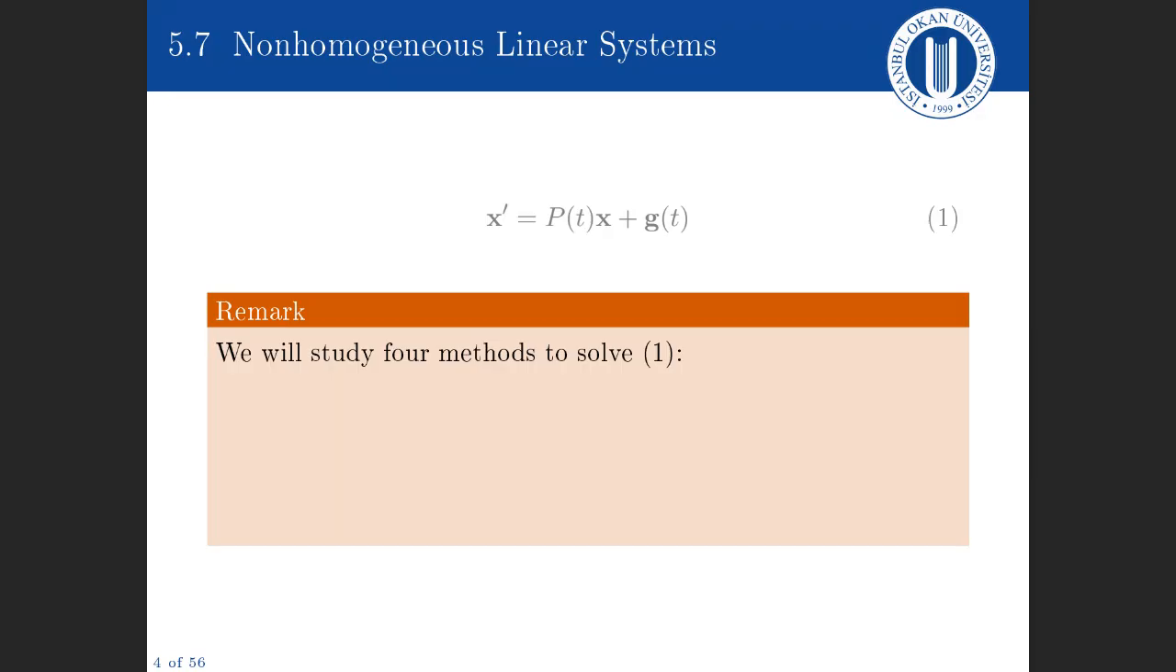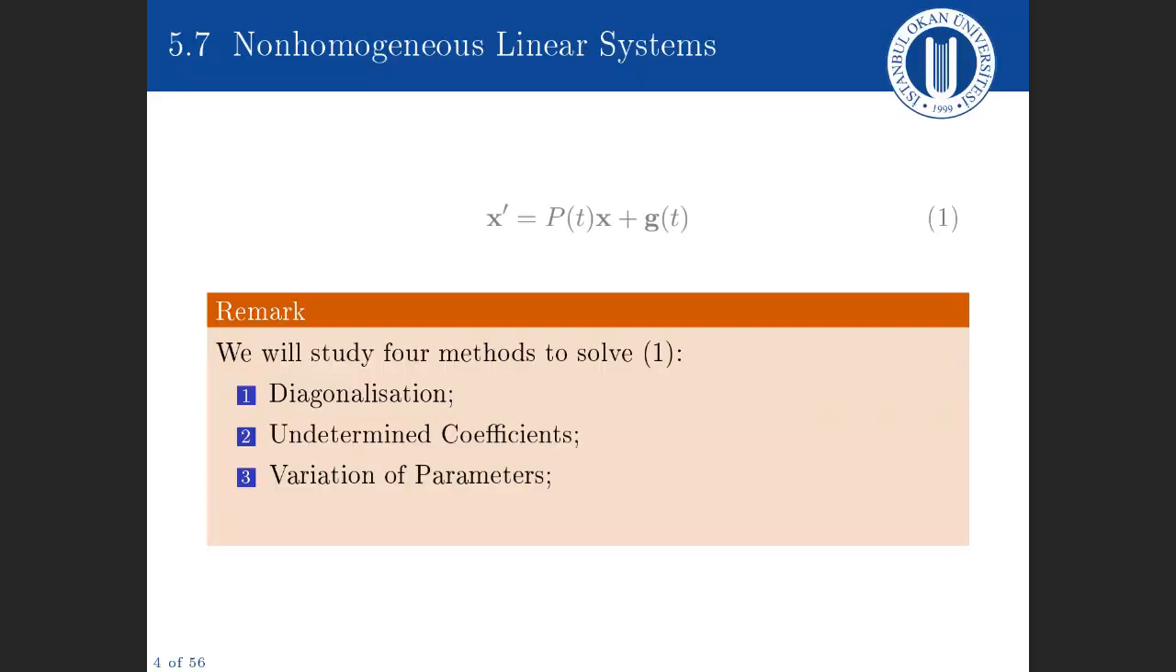The four methods that we're going to study today are diagonalization, which I talked about last week, the method of undetermined coefficients. We talked about that method back in chapter 3. We're going to extend that method to linear systems. Variation of parameters, again, something that we looked at in chapter 3, but now we're going to extend. And the fourth method is the method using the Laplace transform.